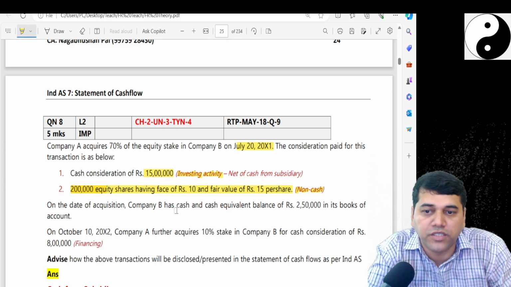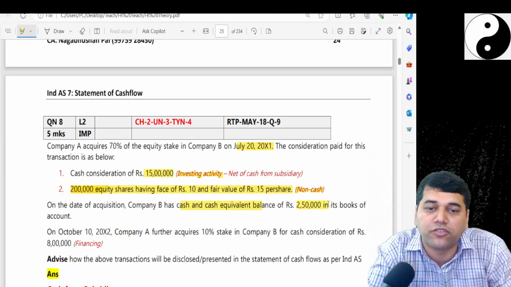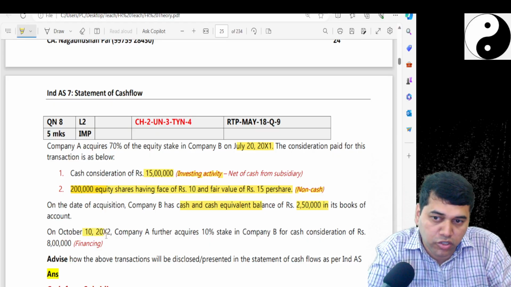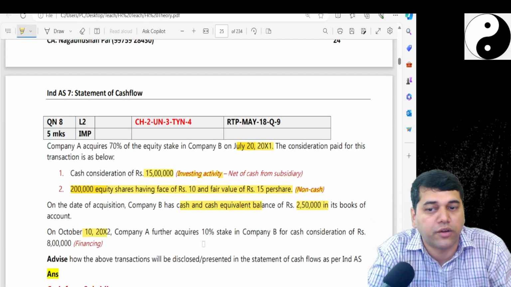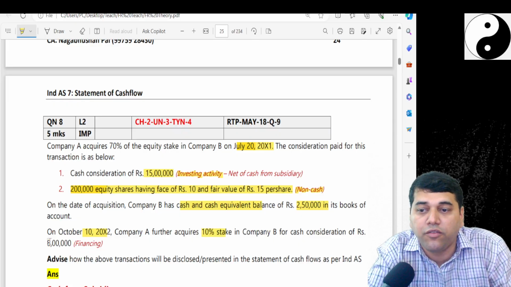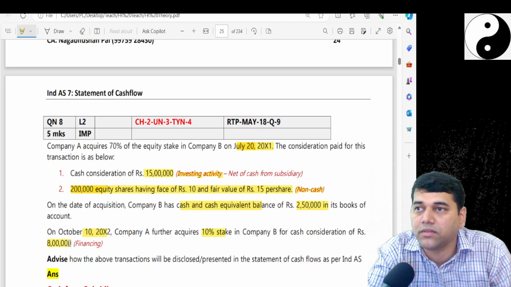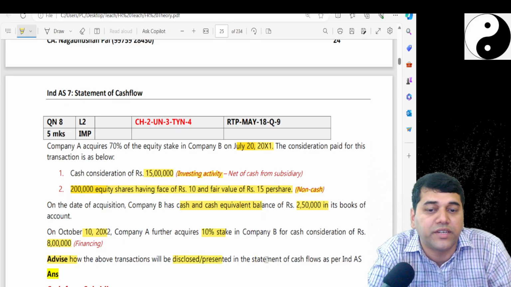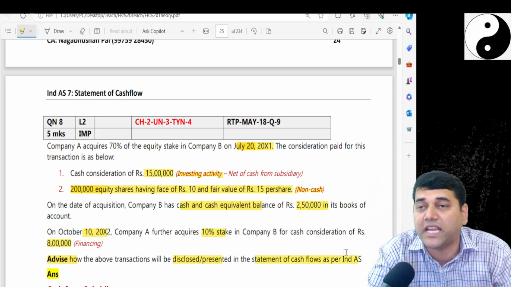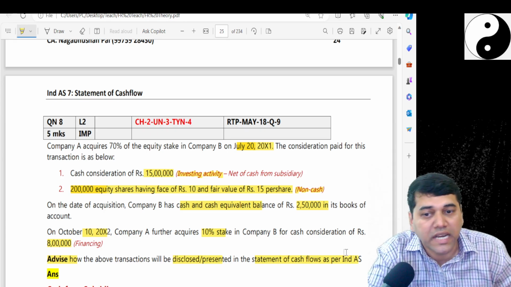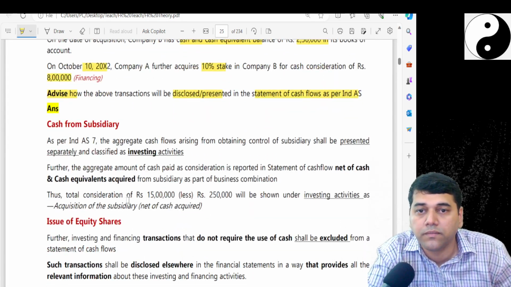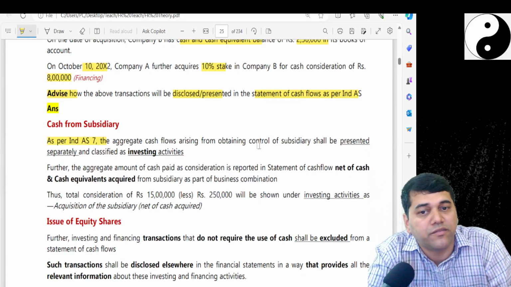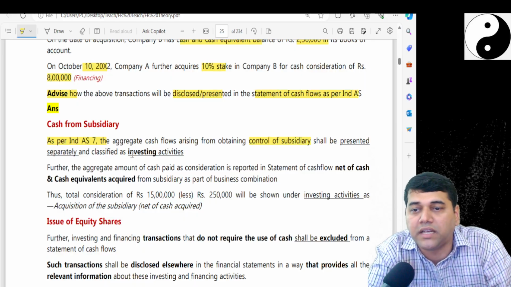Now on the date of acquisition, the company has got a cash and cash equivalent balance of 2.5 in their books. Now in October, after July when you acquired, you further acquired a 10% stake for 8 lakh rupees. Now advise how the above transaction will be disclosed or presented in the statement of P&L or statement of cash flow. See, now the standard says, look, as per Ind AS 7, the aggregate cash flow arising from the control of the subsidiary shall be presented separately and classified as investment activity.